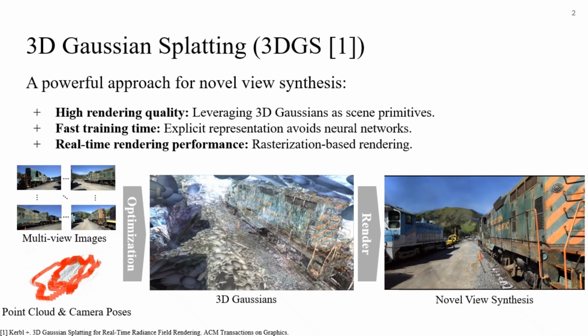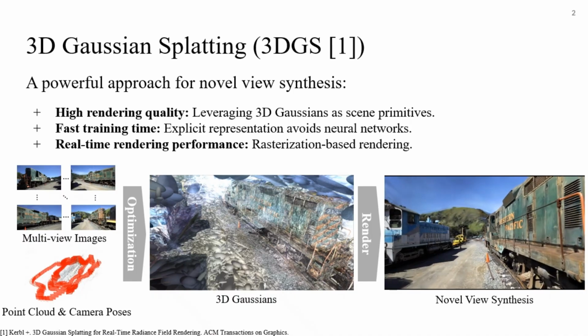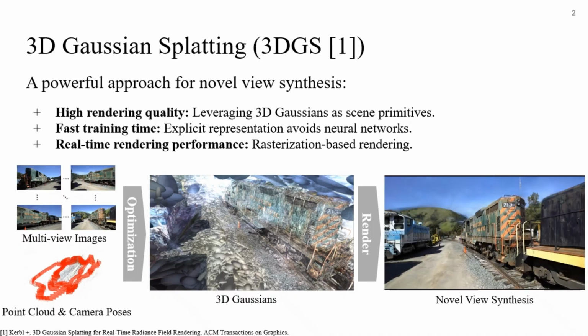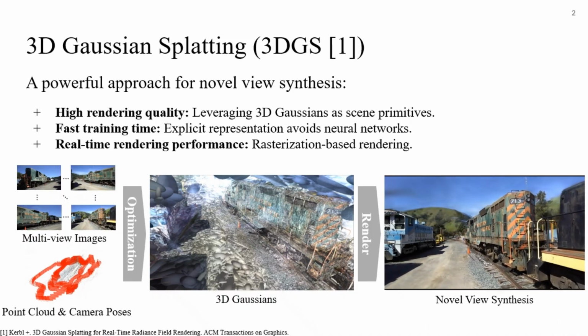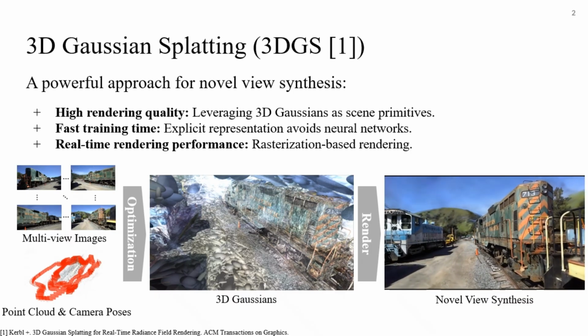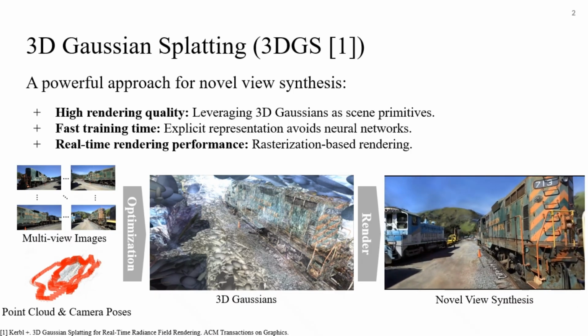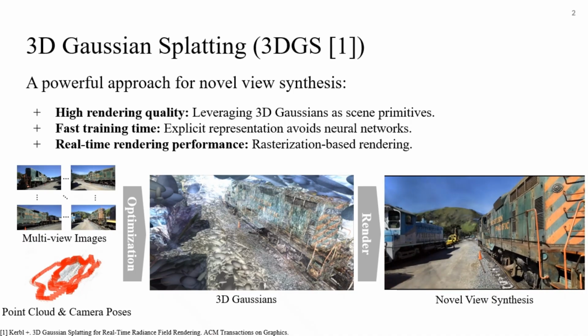performance. As shown here, the 3D.GS pipeline begins with multi-view images, camera poses, and an initial point cloud. This point cloud is optimized into 3D Gaussians, which can then be rendered into realistic novel views.